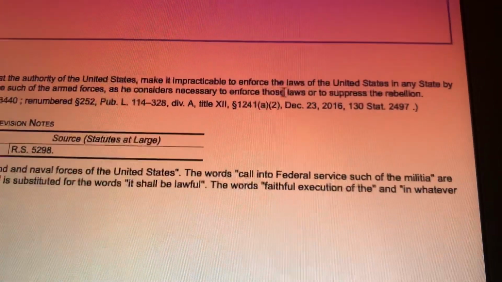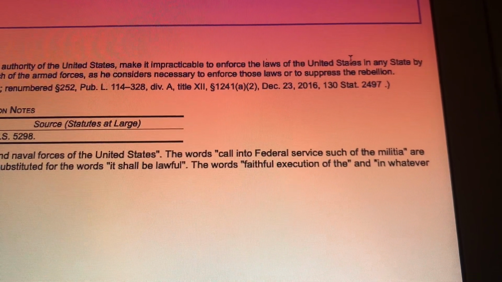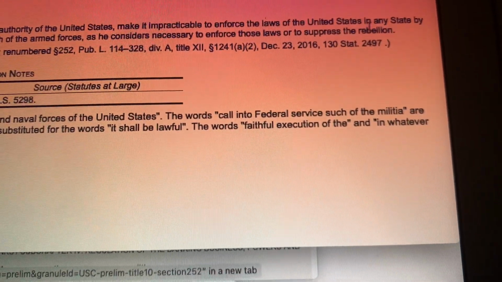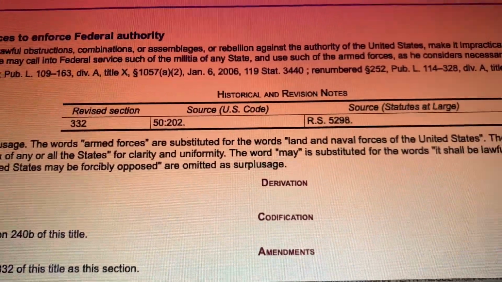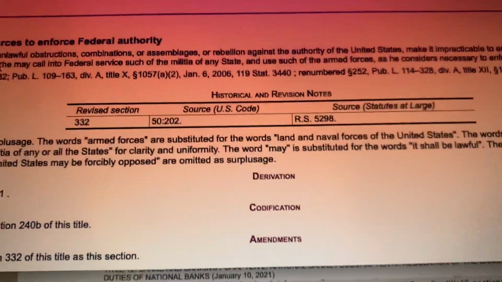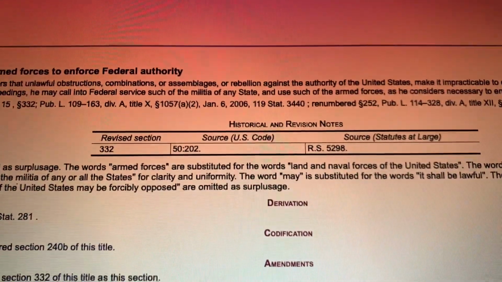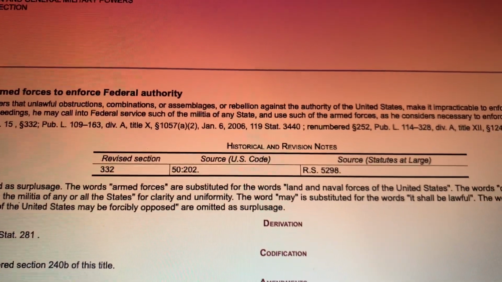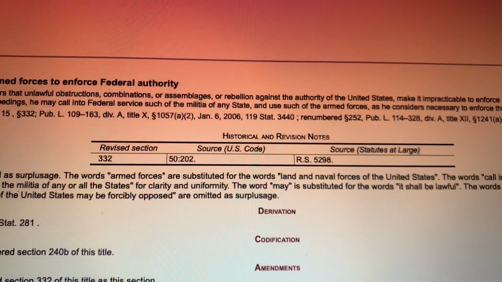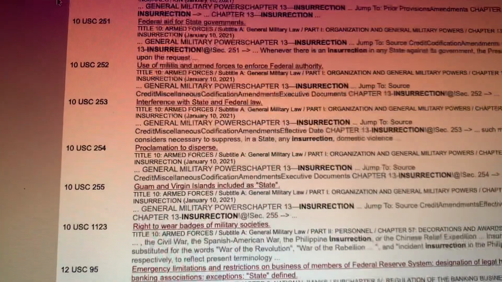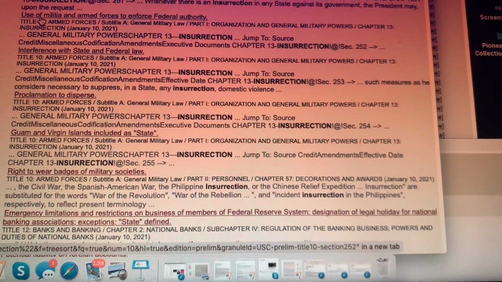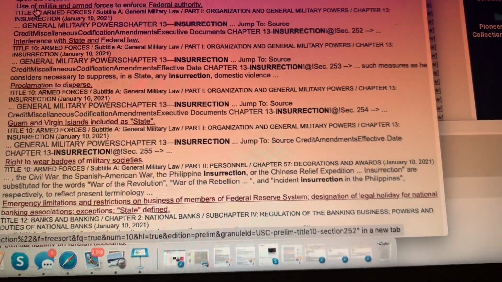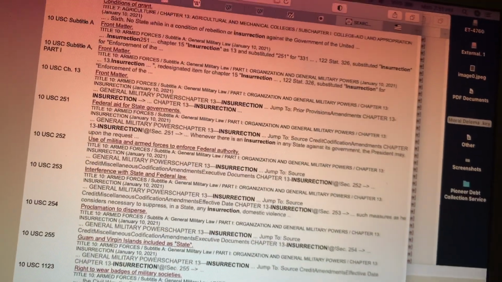Make it impracticable to enforce the laws of the United States because they've been enforcing non-laws in any state by the ordinary course of judicial proceedings. Yes, they've been obstructing justice because, as we know, the courts have not looked at Trump's evidence and in some cases just completely rejected it because they didn't want to hear it. So you can read that, and you can go down to use of militia and armed forces to enforce federal authority, and you can read through all these things.